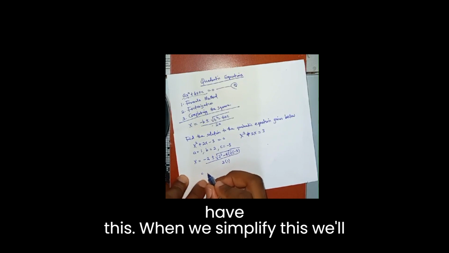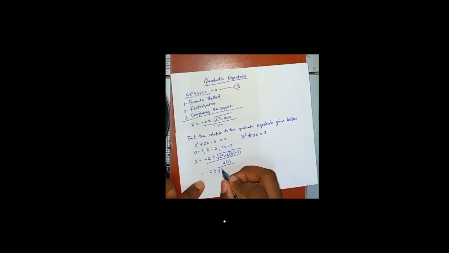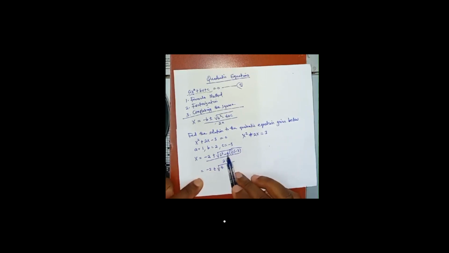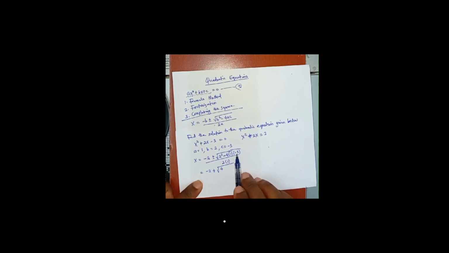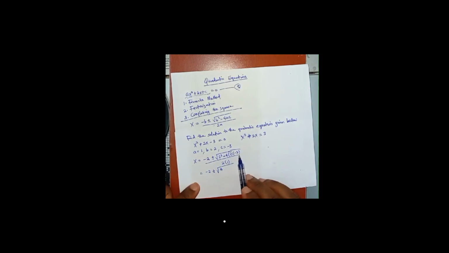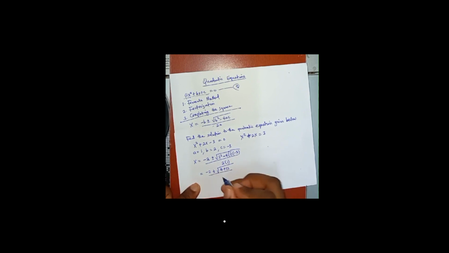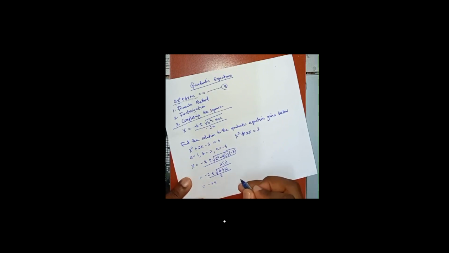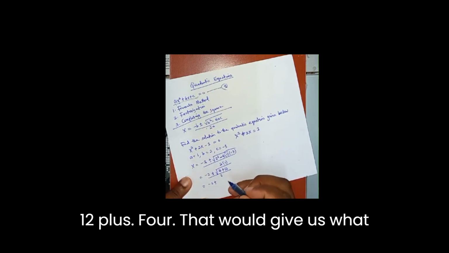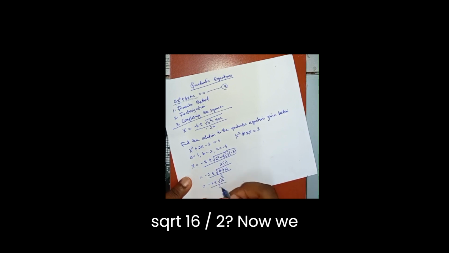Now we simplify this. When we simplify this, we'll have what? -2 plus or minus. Now the square root of 2 squared is what? 4. Now we multiply this. 4 times 1 times 3, that is 12. But remember, there is a negative sign here and a negative sign here. When these negative signs multiply, you will have what? Positive. So that will give you positive 12, divided by 2 times 1, 2. And finally, you will have -2 plus or minus the square root of 4 plus 12. That will give us what? 16. So that's square root of 16 over 2.